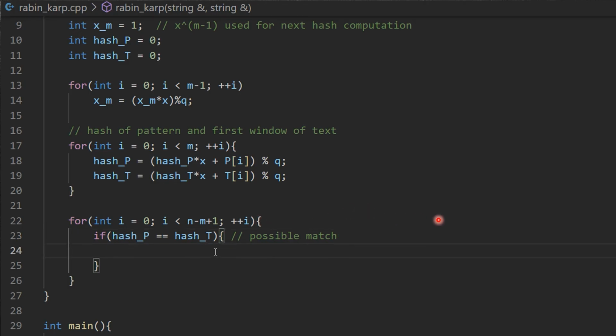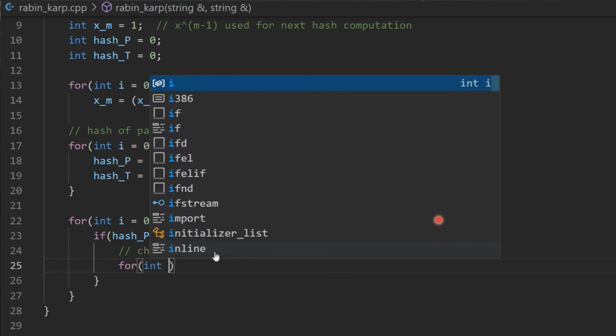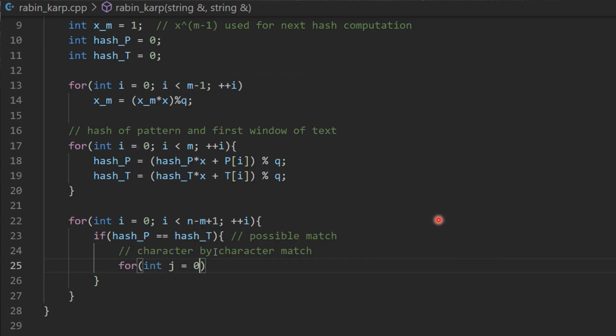So if the current window hash in the text matches the hash of the pattern, there is a possibility of a match. There is a chance of a match. There is a high chance of a match if for your hash function there are not multiple collisions, but if your hash function is poor, then there is a kind of 50-50 chance. In our case it will be a very high chance. There are very few chances of collision. Now we will do a character by character match to make sure that we don't include any false positive.